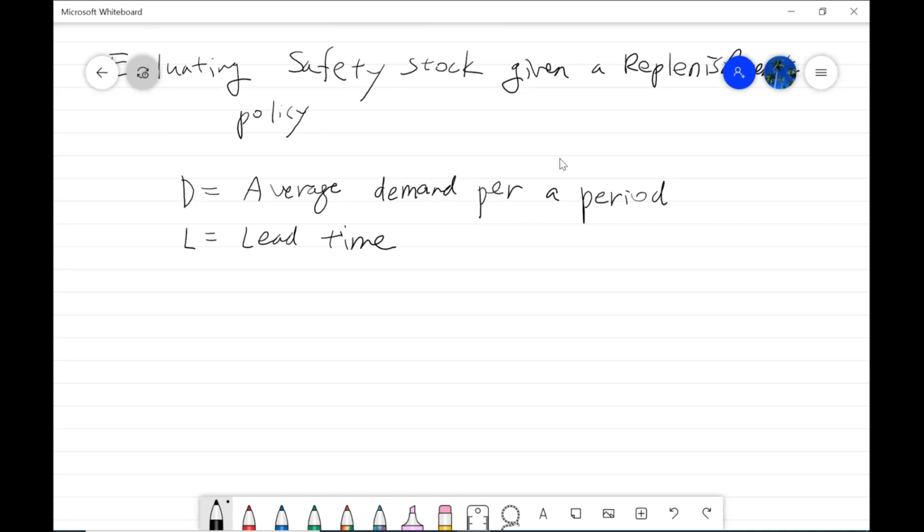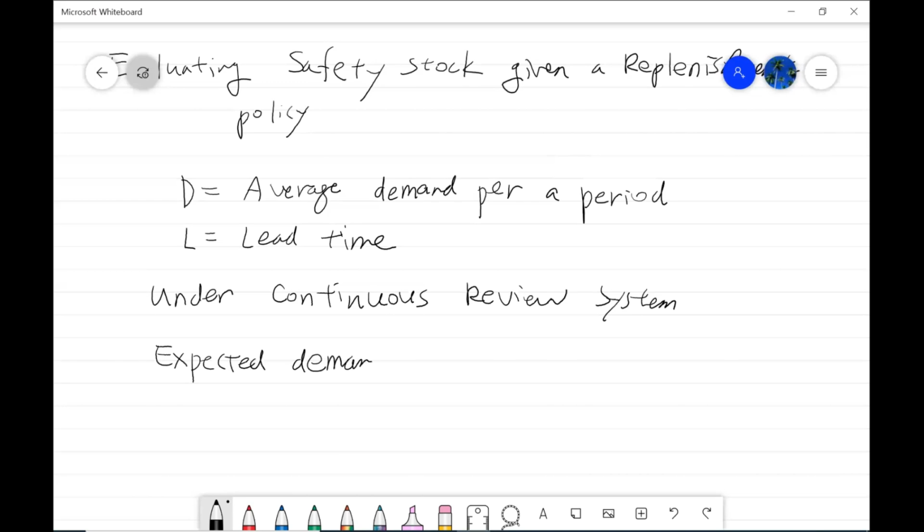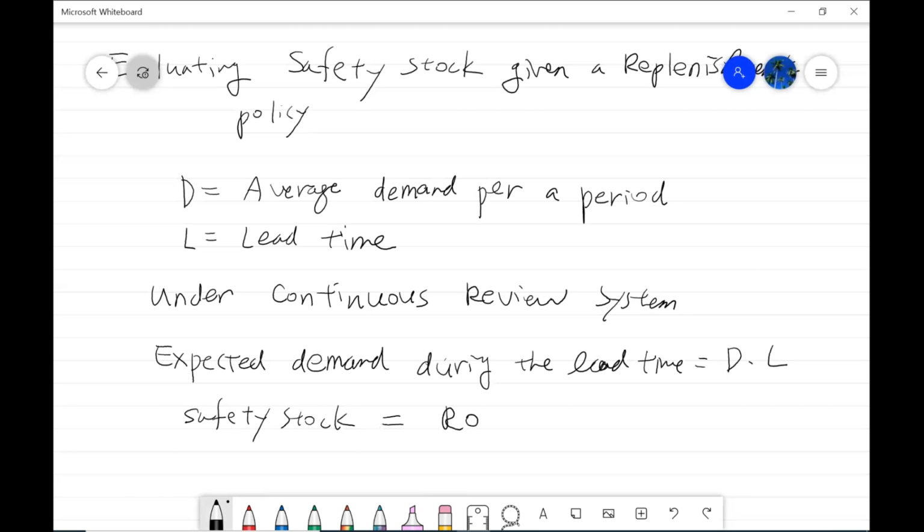Then under the continuous review system, the expected average demand, expected means just average, the average demand during the lead time is D multiplied by L. And then again, safety stock is just the reorder point minus D multiplied by L. So by using this formula, we already have this.